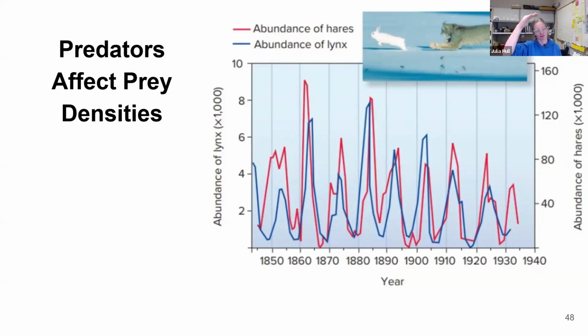Now, if there are too many lynxes, the hare population is going to decrease. And we see this kind of mirroring of these population growths and population declines. They're a little bit offset from each other. So we have a little bit of lag time between the population growth of the hares and the population growth of the lynx, and same with the population declines.